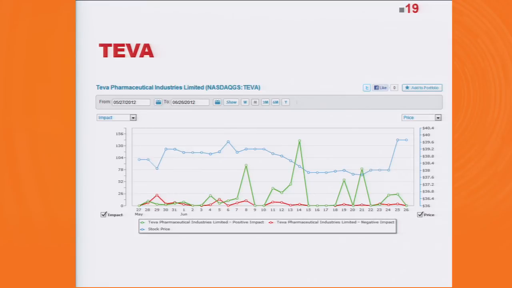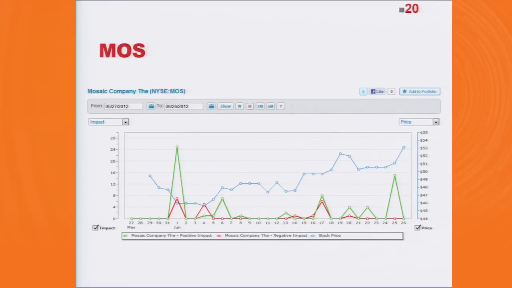So what you can see is we're looking for spikes in either the positive or the negative sentiment. If we see a spike, and actually the market is going down, usually that would be a buy opportunity. If we see a spike in the negative and the market is going up, that would be a going short opportunity. So let me show you a few more examples.